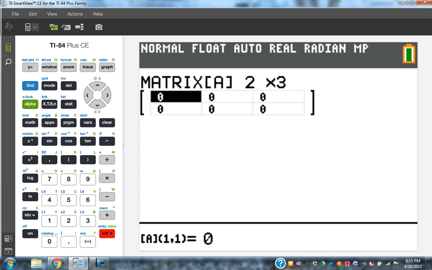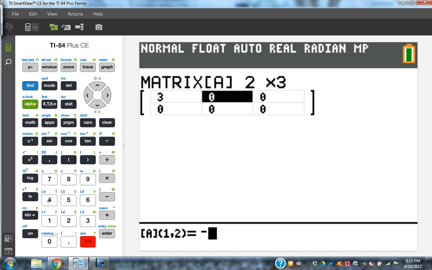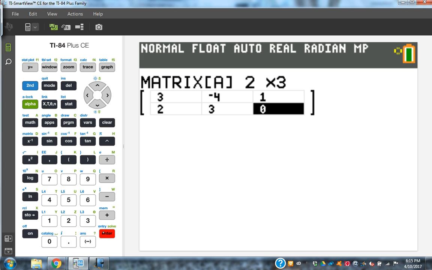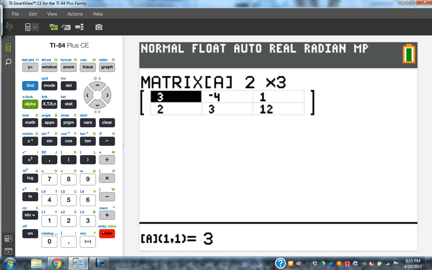So the first row should be the first equation, which was 3, -4, and 1. The second row are the numbers from our augmented matrix, 2, 3, and 12. And then just make sure you got everything in the right spot, because if you have one thing in the wrong spot, it's like calling the wrong phone number. You ain't going to get the right person. Okay, so we've got our matrix in there.